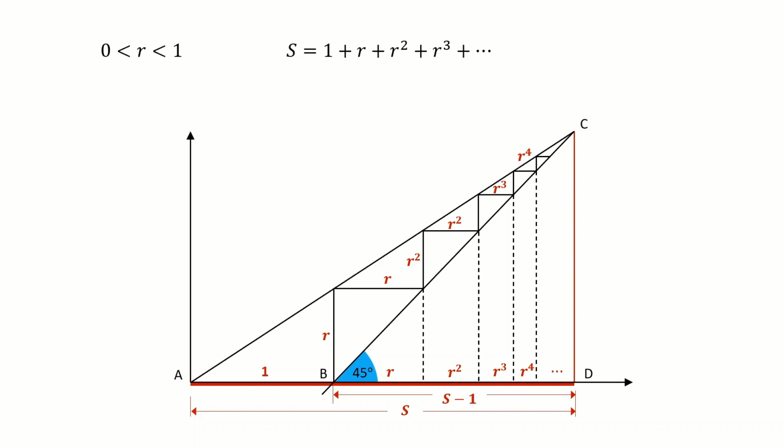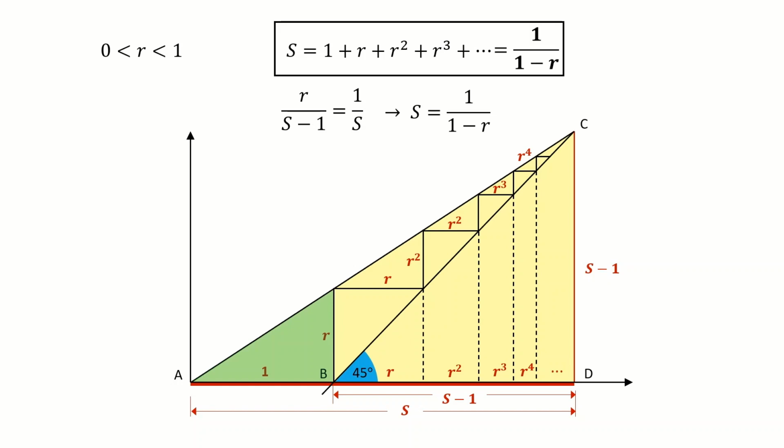Now the horizontal segment on the horizontal axis is S, the series that you have. The first part of it is the segment AB, which has the length equal to 1, and of course the rest of it is S minus 1. The vertical segment from point C is also equal to S minus 1 because it's in front of a 45-degree angle. Now look at this yellow triangle and also this green triangle. They are similar. As a result, the ratio of their sides is the same. So you can write R over S minus 1 is the same as 1 over S. From that, you find S equal to 1 over 1 minus R, which is the value of this infinite series.